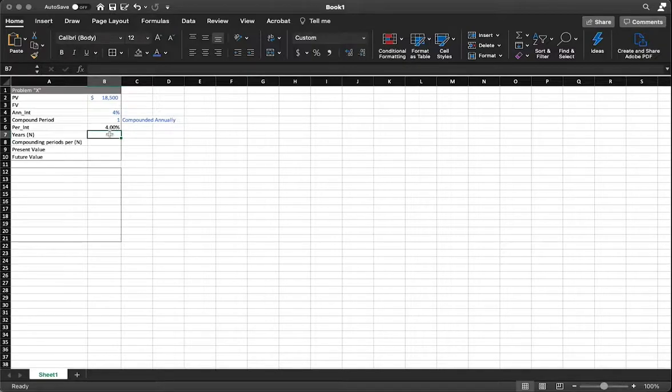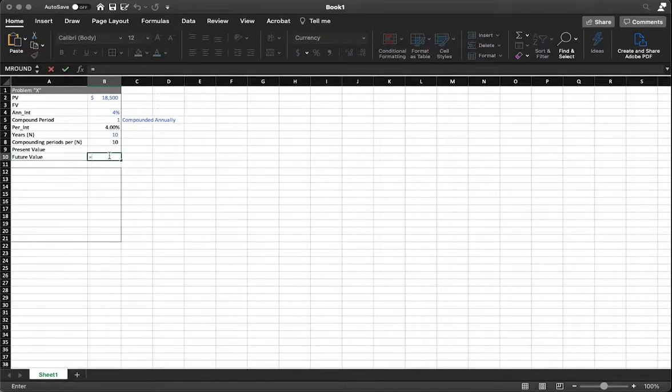The amount of years we have is 10. We're going 10 years. Remember, that's blue. That's an input. And our compounding periods, again, we're going to take this, but instead of divide, we are going to multiply this time. Okay, so by 1. We could absolute reference if we're going to copy. We're not going to worry about that. Present value, we're not finding because we have present value already. We're trying to find future value. So this is where we're going to do a future value calculation.